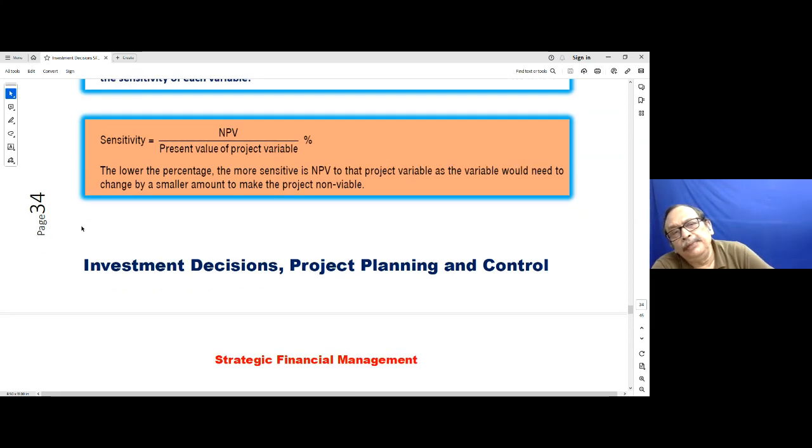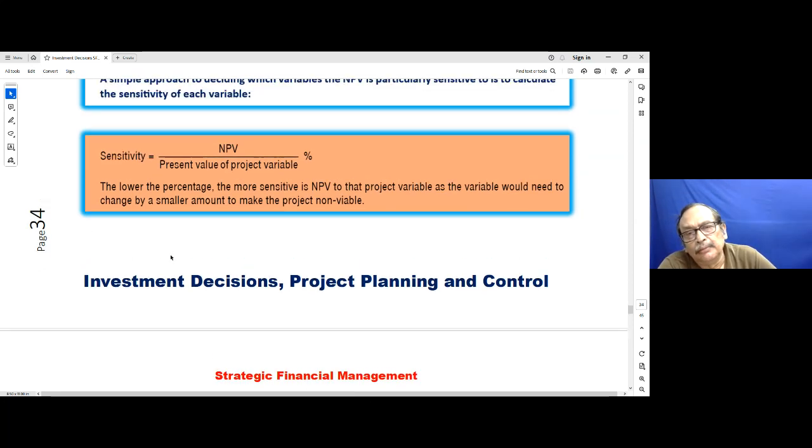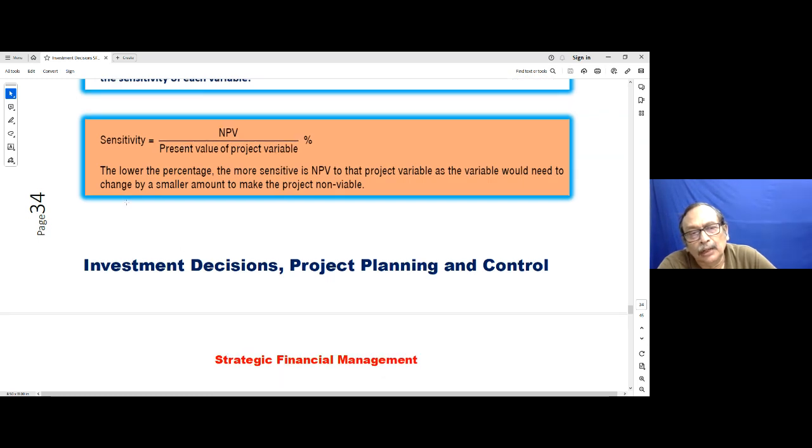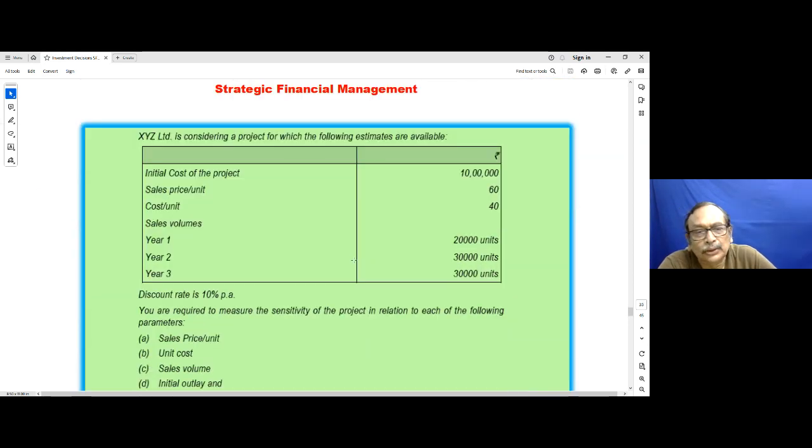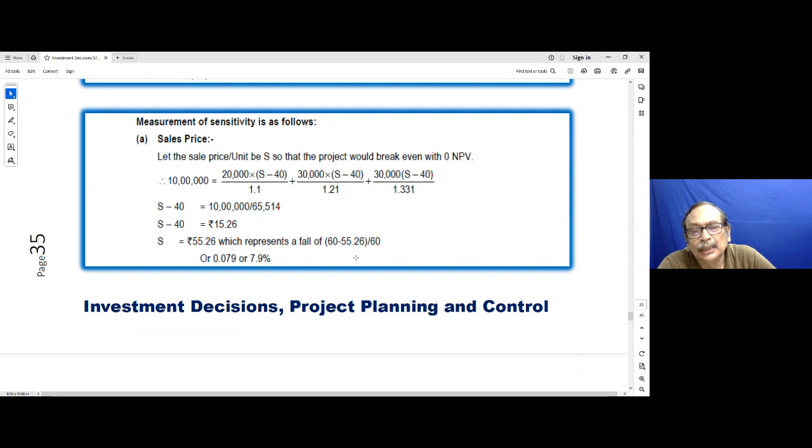Sensitivity is equal to NPV divided by present value of the project variable, calculated in terms of percentage. The lower the percentage, the more sensitive NPV is to that project variable, as the variable would need to change by a smaller amount to make the project non-viable. Okay, so we have discussed this.